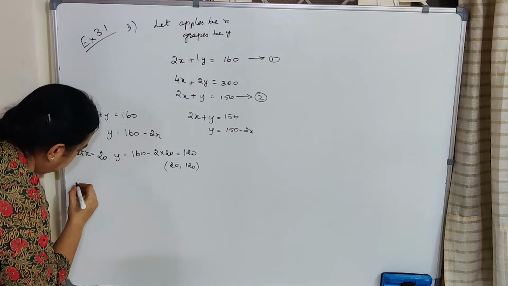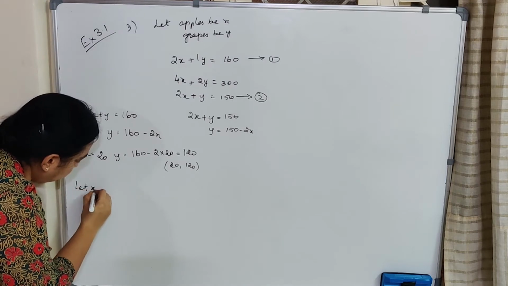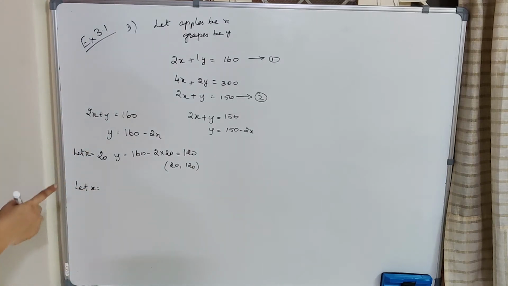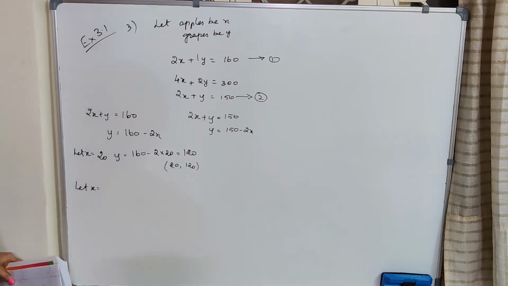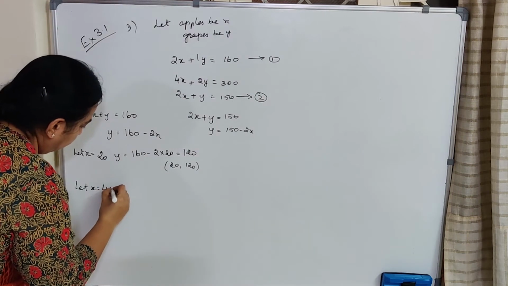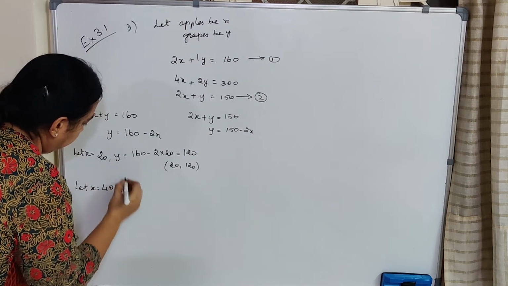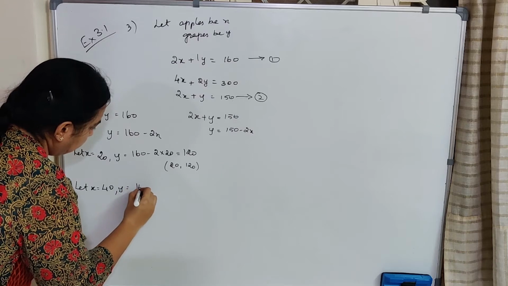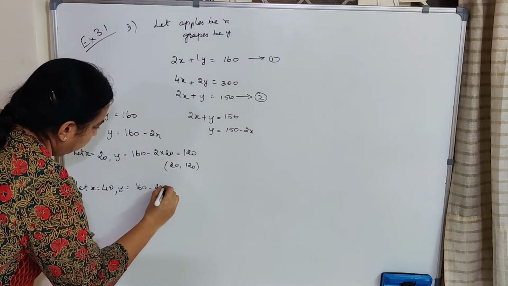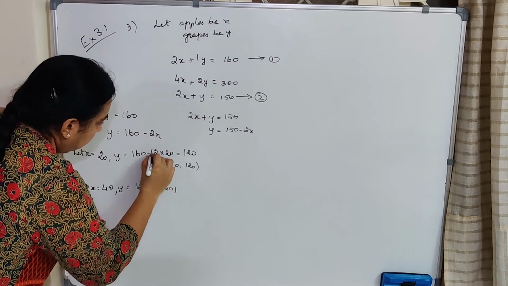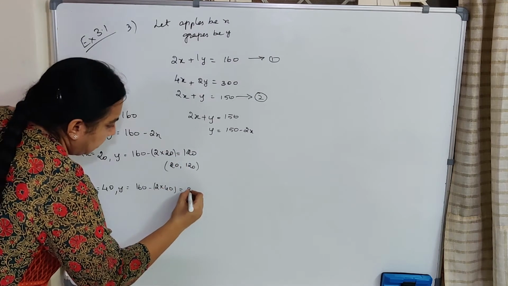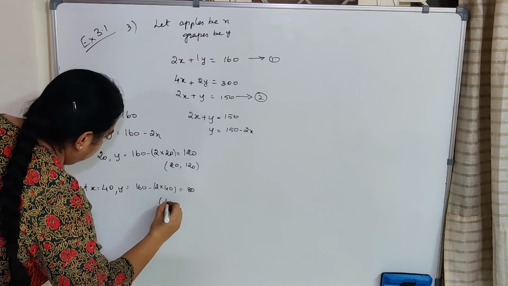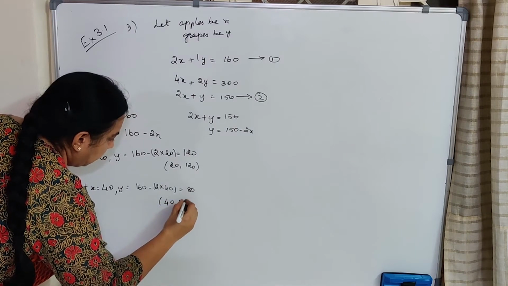Then for the next value of x, again I want some numbers which are going to be subtracted easily. So I will consider 40 here. For x equal to 40, y's value will become 160 minus 2 into 40. 2 into 40 is 80, and 160 minus 80 is 80. So this becomes 40 comma 80.